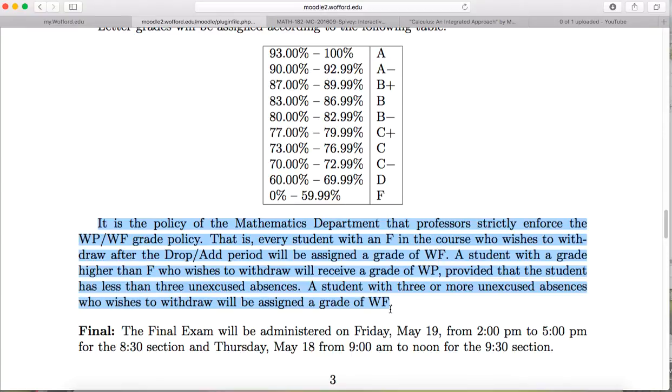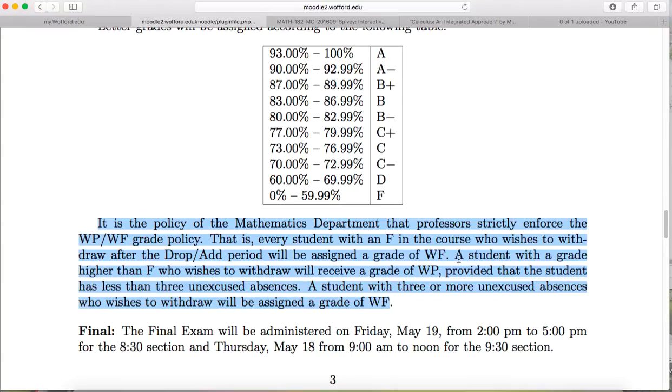That's not a good thing. You don't want that to happen. So you'd like to avoid that if at all possible. Okay. So the mathematics department strictly enforces that grade policy. So if you're failing, you'll get a grade of WF. There are some professors, there are some classes, there are some departments who will give WP grades even if a student is failing. So it is important for you to know that this is not one of those classes. This is not one of those departments.